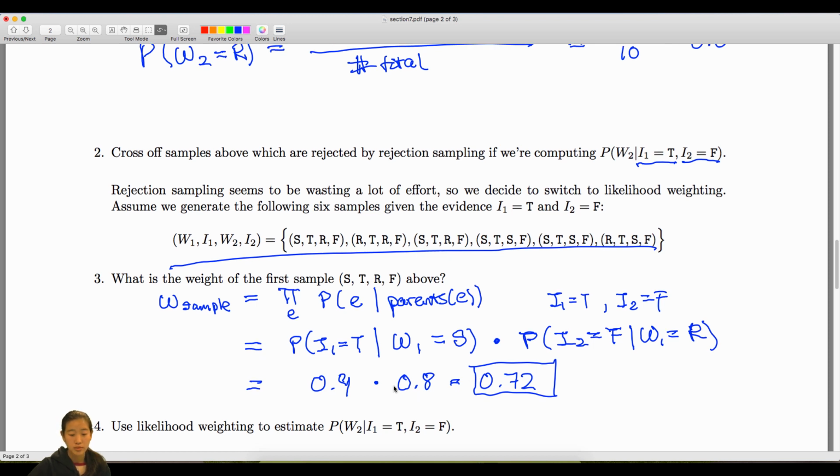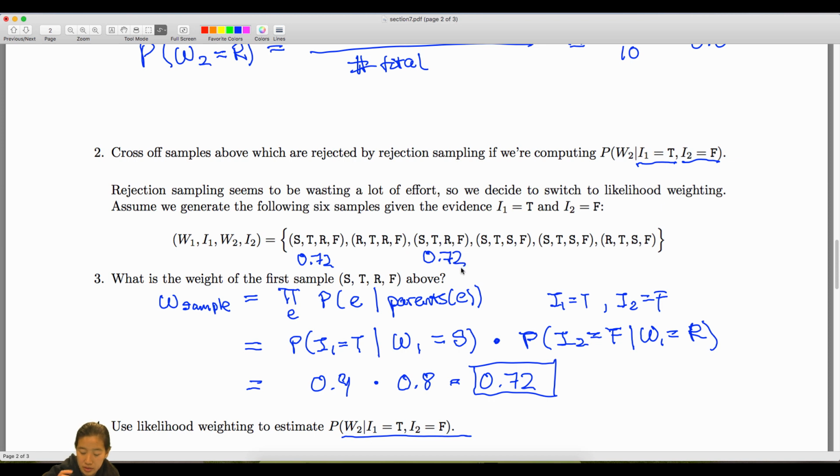Okay, so the next part wants us to use likelihood weighting to estimate this value here. But to actually do it, we need to calculate the weight of all the samples. So real quick, let's just do it. It's going to be very similar to how we solved for this value here. So the first sample has weight 0.72. We said that that sample actually occurs twice, so we can remove some of the work that we need to do.